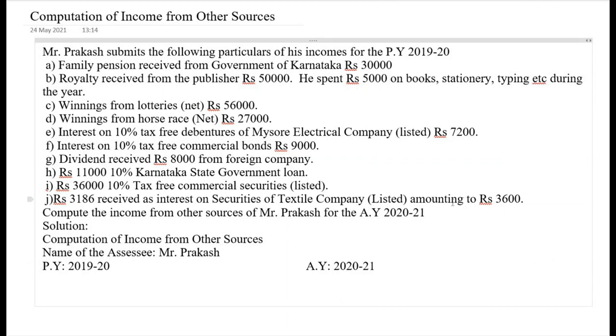This is one minute. There is securities of, this is paper mill. Okay, there's one more change here, one more I need to add here. Rupees 3,186 received as interest on securities of a paper mill company, in the bracket not listed.